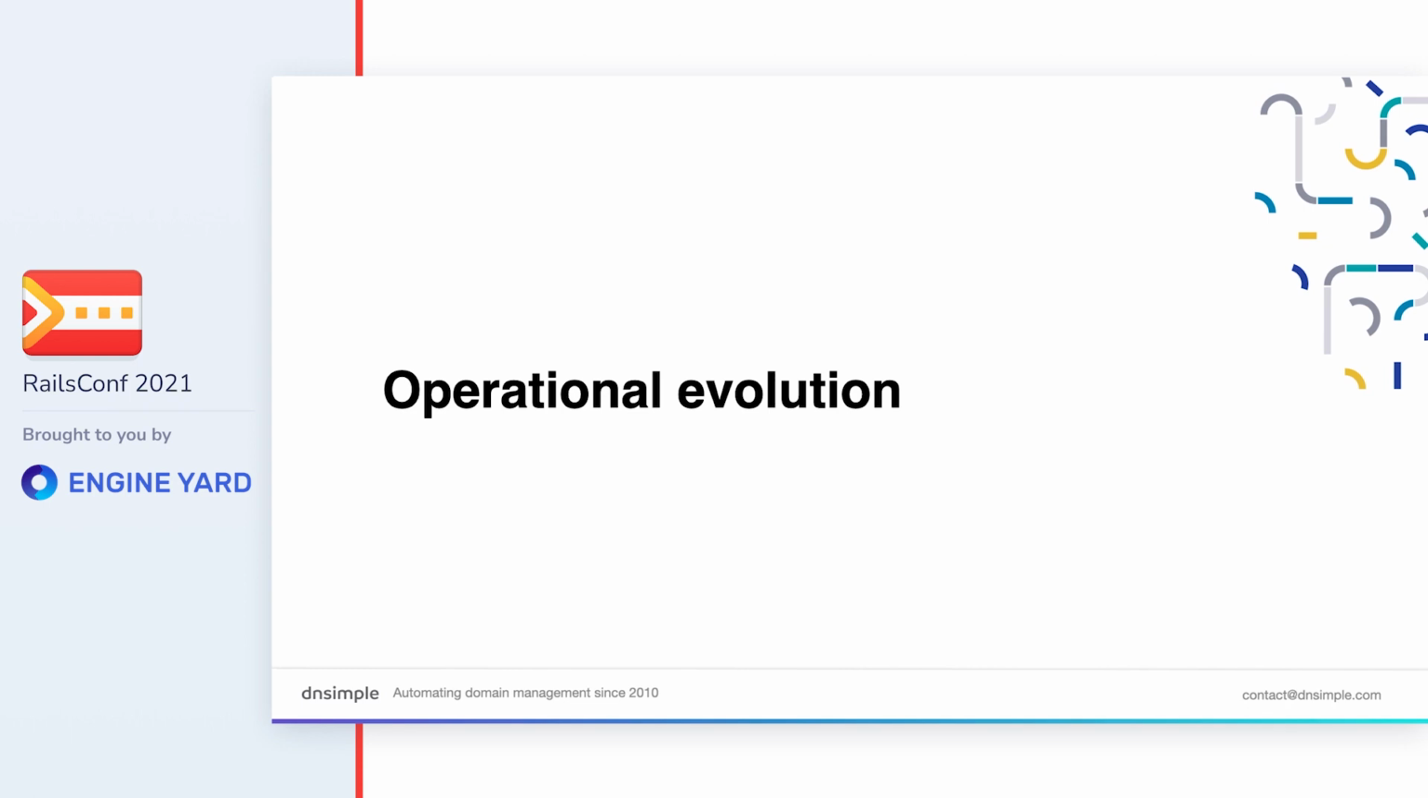Next, I'd like to talk about the operational evolution of DNSimple. In the early days, we used both Postgres and MySQL. So how did that work? In the case of Postgres, this was our primary data store for the DNSimple application. So this is what Rails was talking to for storing all of the data related to its models.